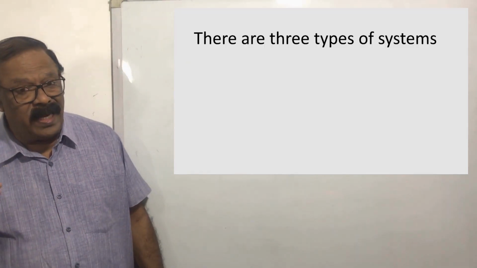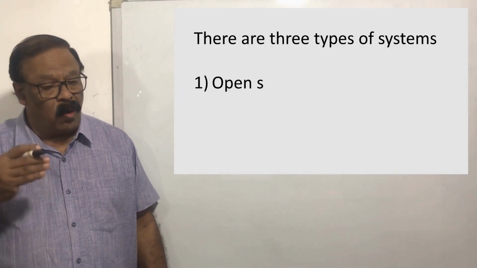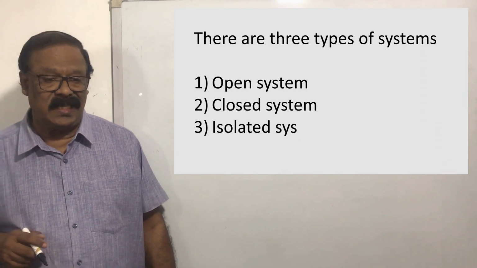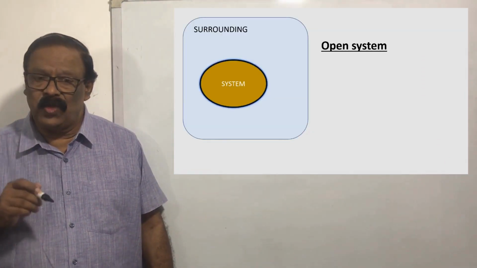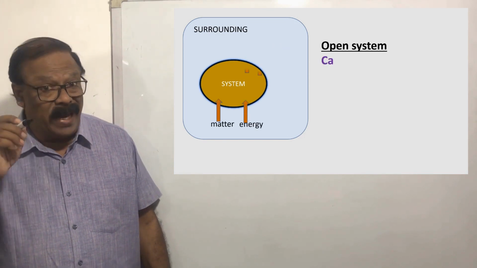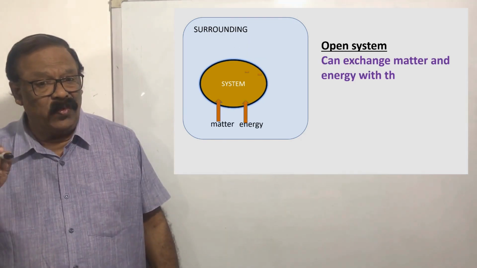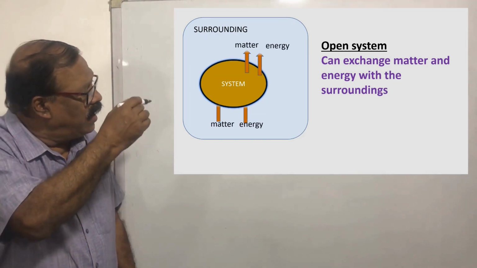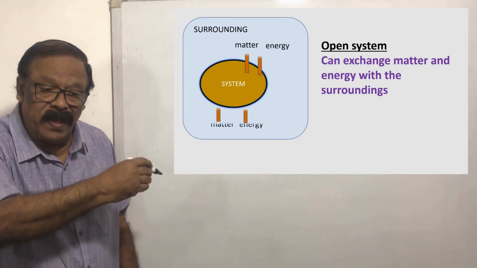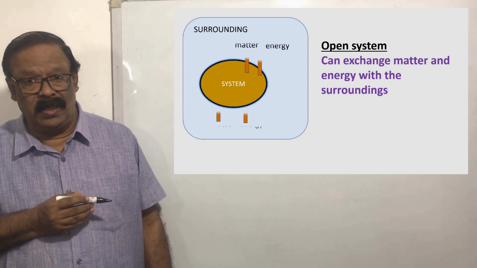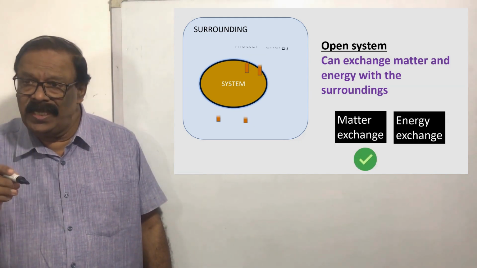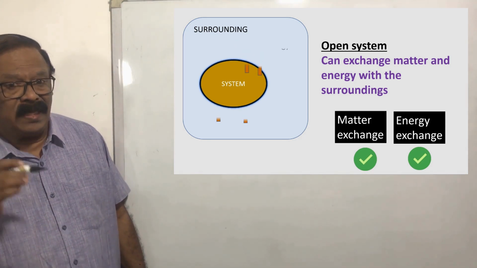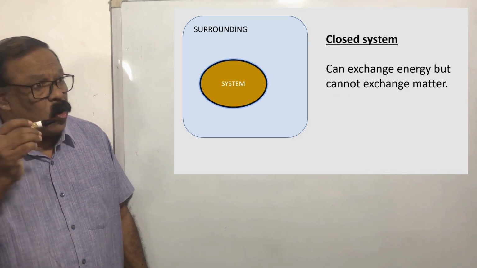There are three different types of systems: open system, closed system, and isolated system. An open system is one which can exchange matter as well as energy with the surrounding. So you can see the figure there. From the surrounding, matter and energy can enter the system, and from the system, matter and energy can also go out. So such a system which can exchange matter as well as energy with the surrounding is called an open system. Then we have a closed system.